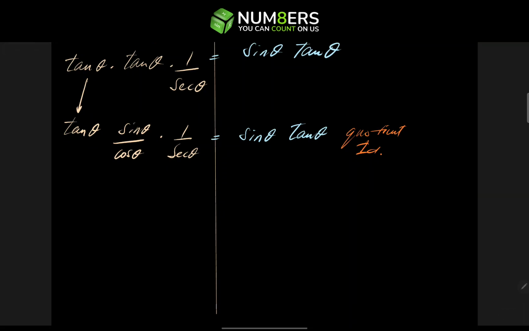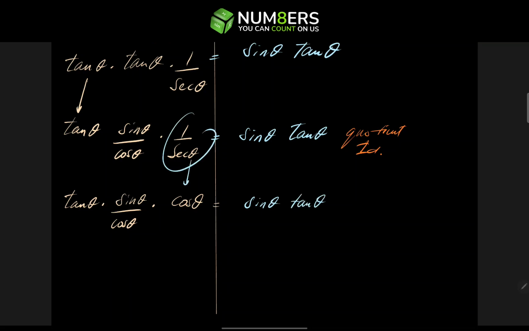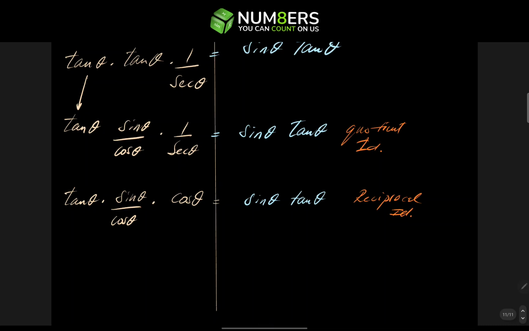that's the reciprocal identity. So the next thing we're going to do is write tan theta times sine theta over cosine theta times 1 over secant, which is now cosine theta, is equal to sine theta times tan theta. And here what we did was we wrote 1 over secant as cosine, and that's reciprocal identity.